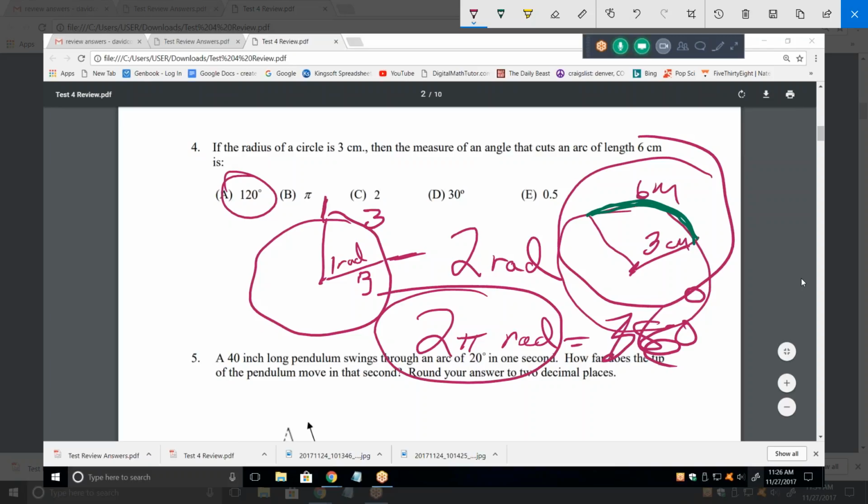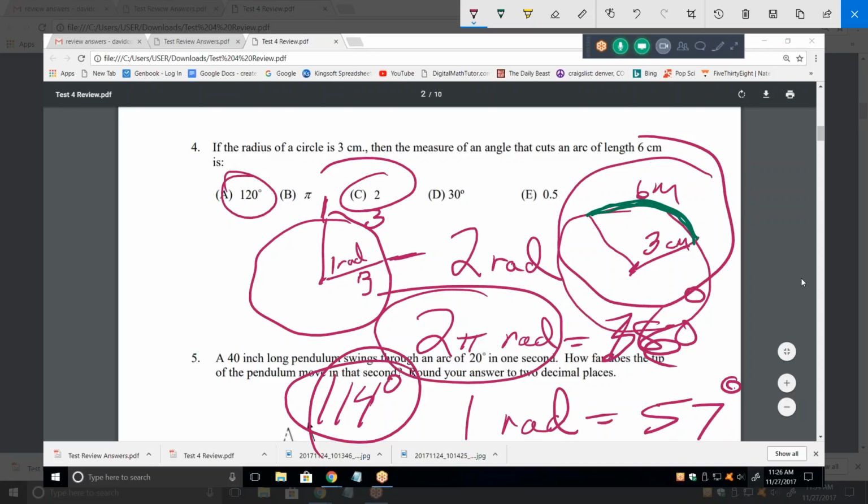Well, let me use my calculator. I thought it was 57 degrees, but I might be wrong. 360 divided by 6.28 equals 57 degrees. So 1 radian equals 57 degrees. So we know we have 2 radians by the definition. So we're looking for 114 degrees. That answer's not on there, but 2 is. C has to be the answer.